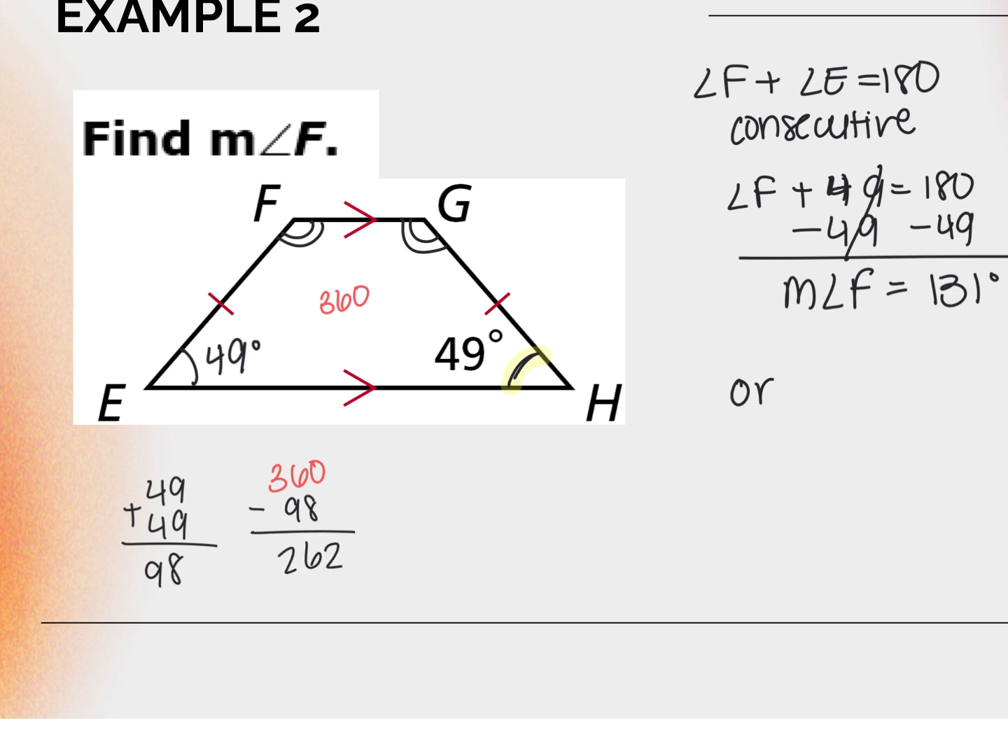Keep in mind, these two angles added together are going to equal 262, and they're congruent. So all I have to do is take that 262 and divide it by 2. So this is going to give me 131. So now I found the measure of angle F, and the measure of angle G is going to be 131.